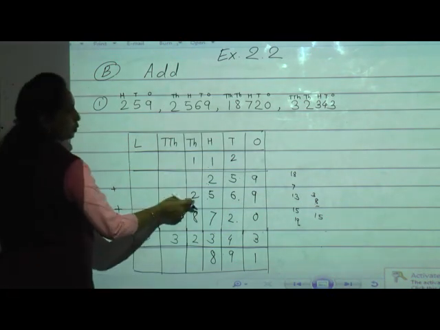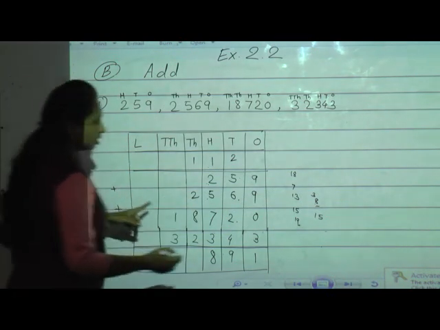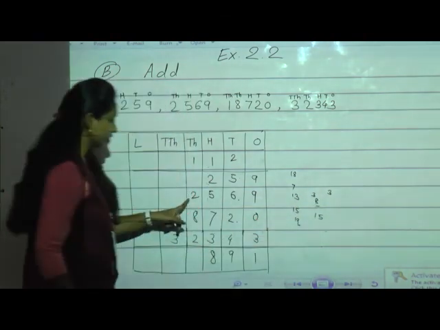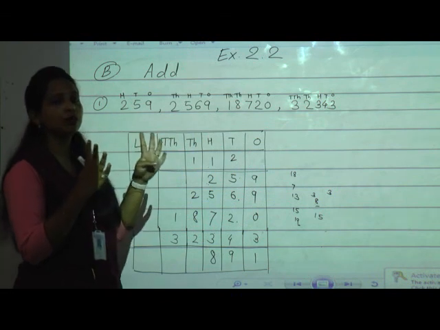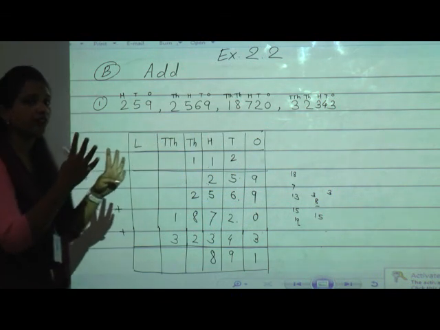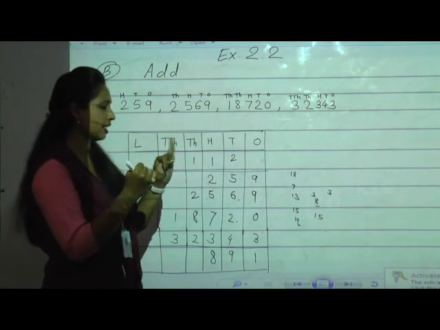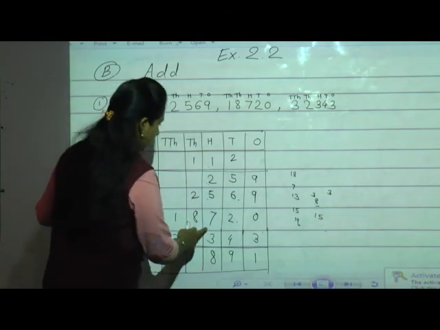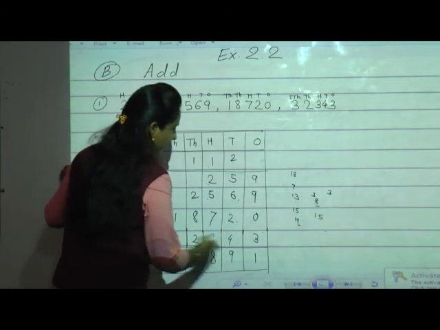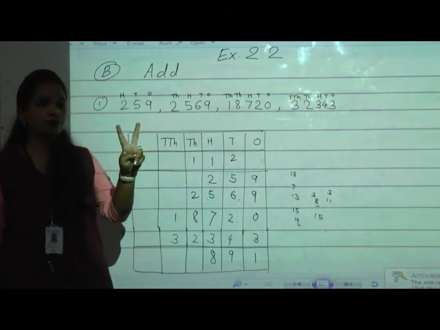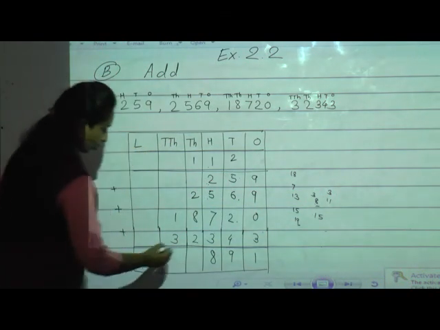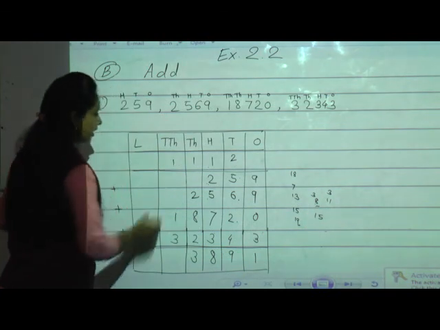Now 1 plus 2 is 3. 3, I'll write here somewhere. 3, again what do we have to add in 3? 8. So count 8 fingers after 3: 3 after 4, 5, 6, 7, 8, 9, 10, 11. 11, okay, till here. And again we have to add 2. 11 after 2: 12, 13. So write 3 here, 1 will carry.